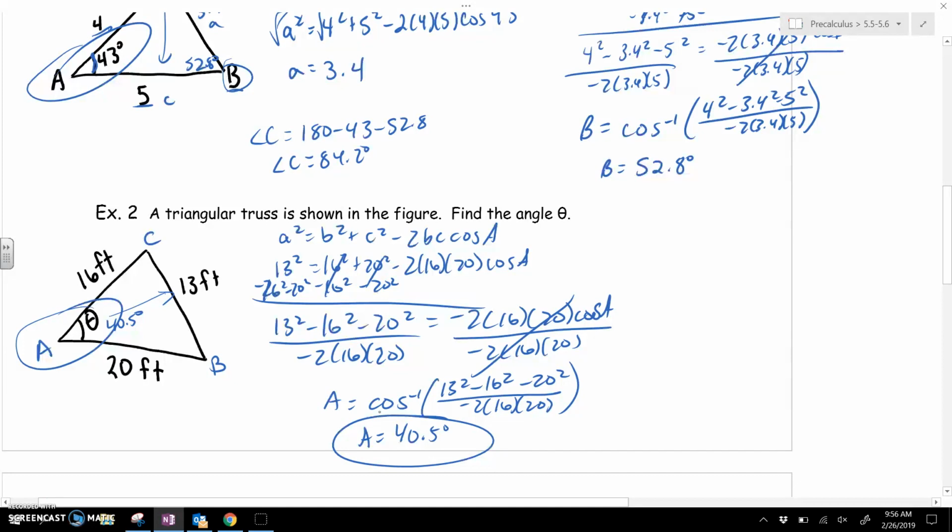Okay, so that actually is the information you need to get through assignment number 2. It's just practicing law of cosines. It's in section 5.6, page 494. Numbers 4, 6, 11, and 30.